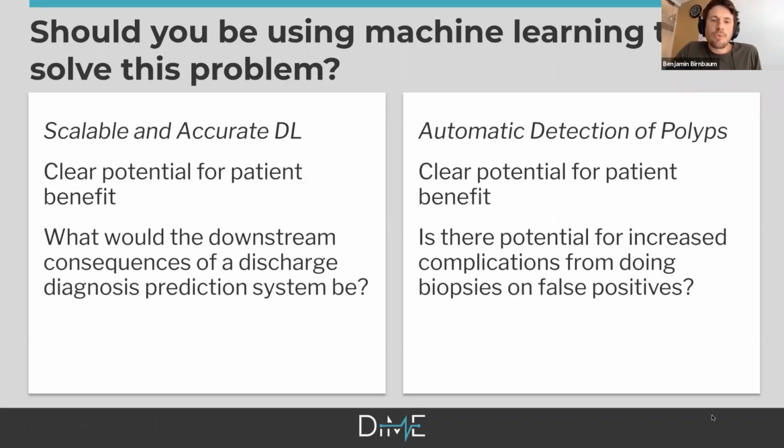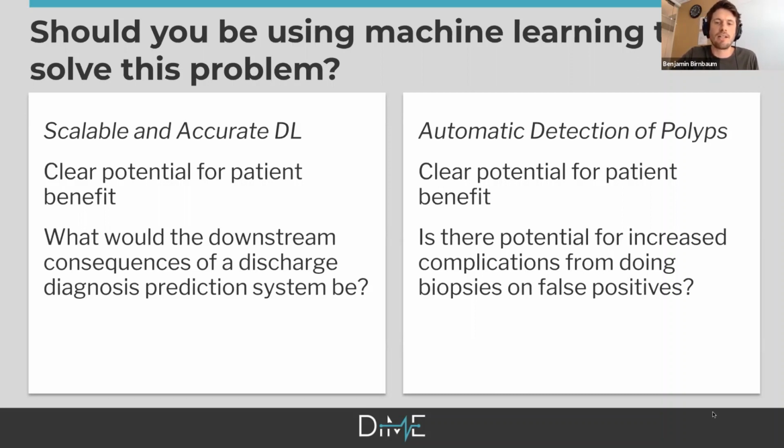So the last question that we recommend you ask is, should you actually be using machine learning to solve this problem? Will it benefit patients? And what are some of the second order effects that there might be from introducing machine learning in this domain? I think for both of the studies, there's a pretty clear potential benefit for patients. And as far as second order effects go, I think it's always hard to predict these.